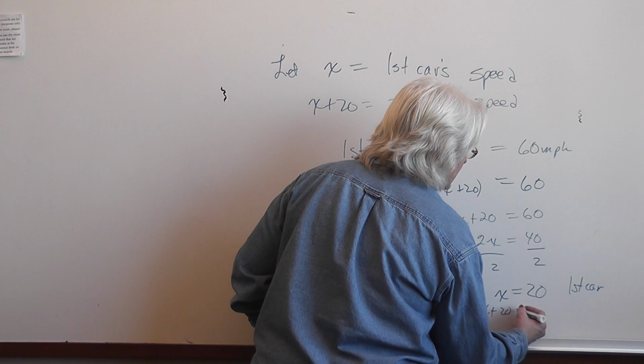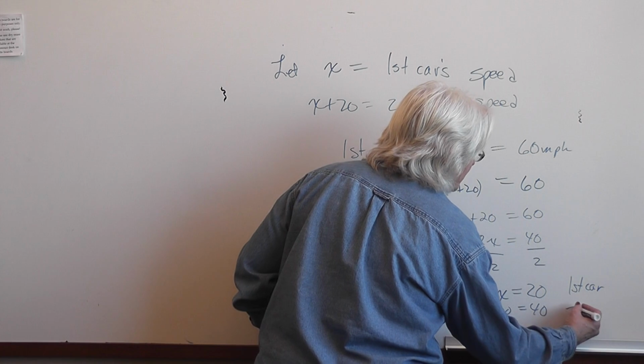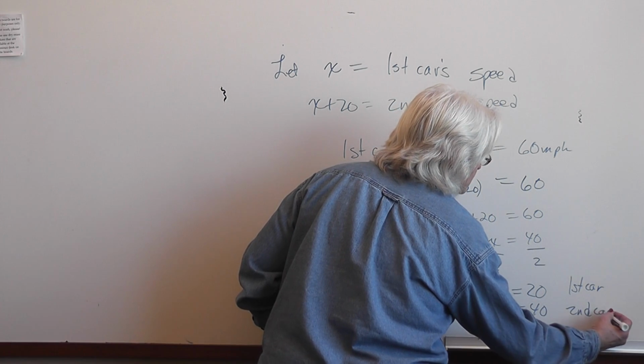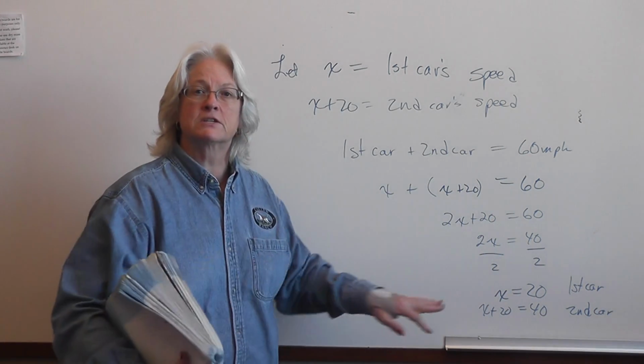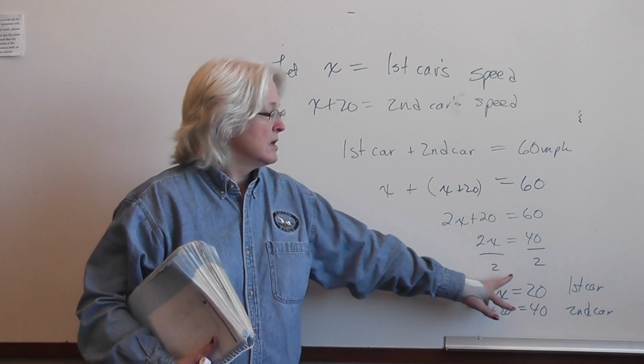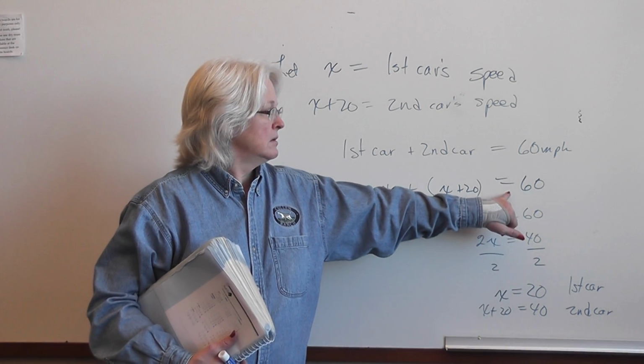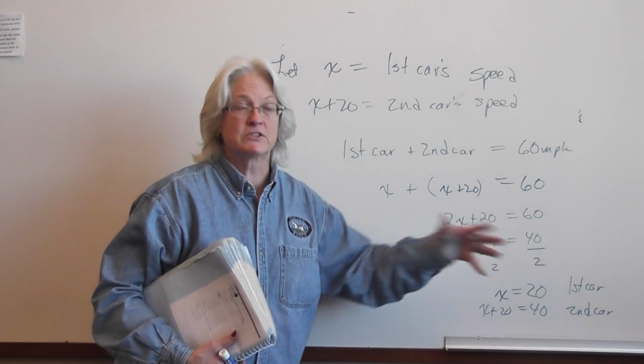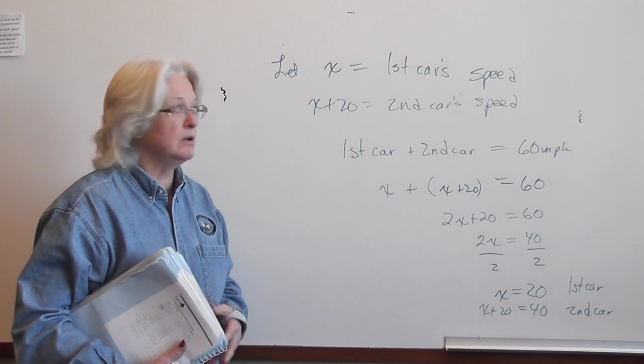X plus 20 is 40, which is the speed of the second car. And their speeds combined equals 60 miles an hour. So this is an example of what they want you to do.